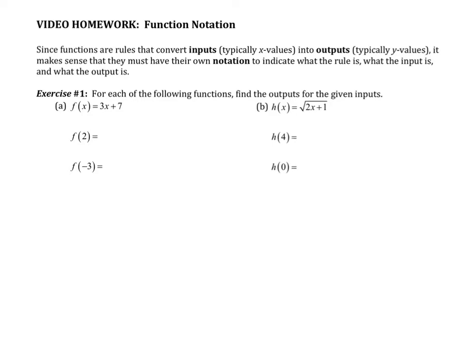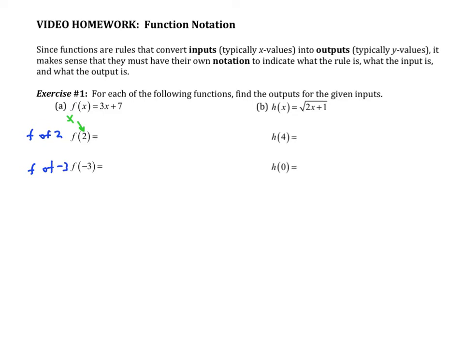Okay, so the first function rule that we're looking at says f of x is equal to 3x plus 7. We are asked to evaluate two different questions for letter A. We're asked to evaluate f of 2 and f of negative 3. So what this is telling us is that whatever's inside the parentheses is our x value. So instead of saying f of x, we say f of 2. That means that wherever we see an x in the function rule, we are replacing it with the number 2.